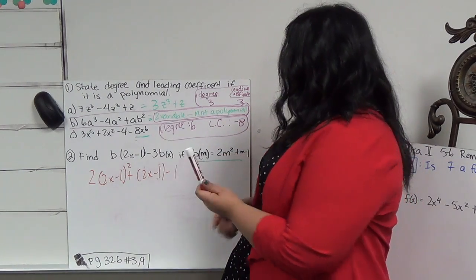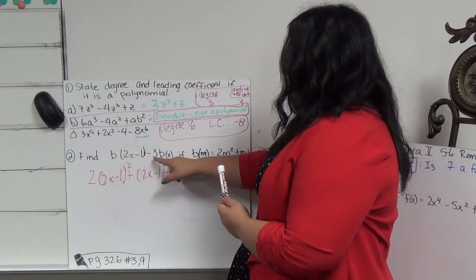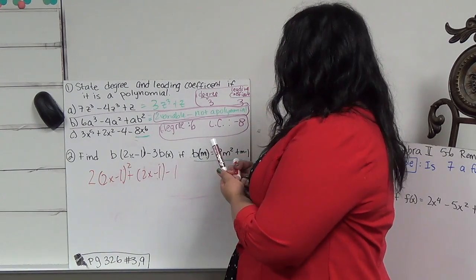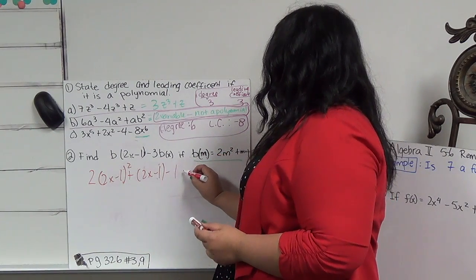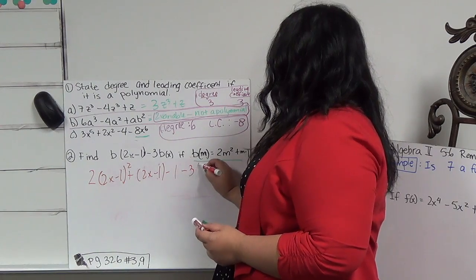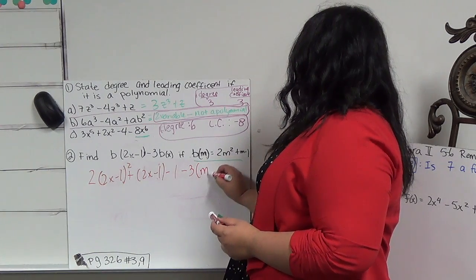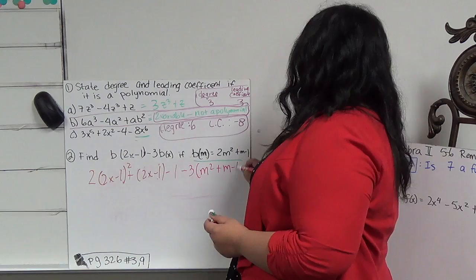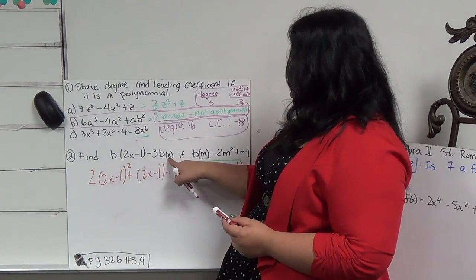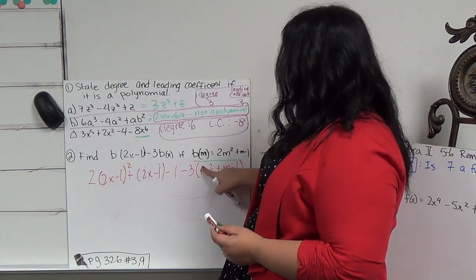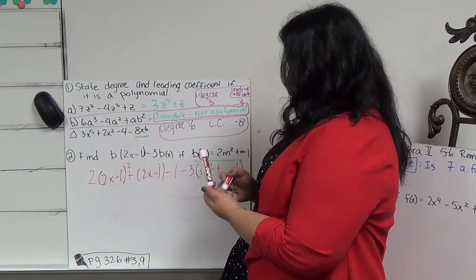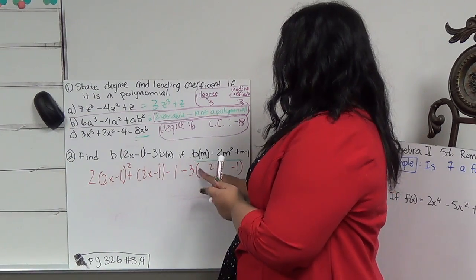Now, this one, I'm going to take this whole thing and multiply it by -3. So it'll look like -3, and then m squared plus m minus 1. But it's also telling me that inside of m here, I'm going to replace my m's with x's.